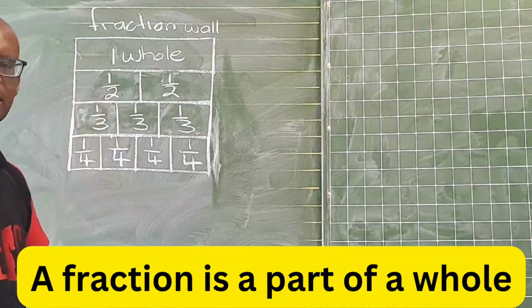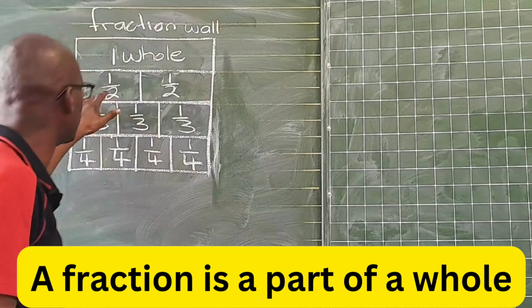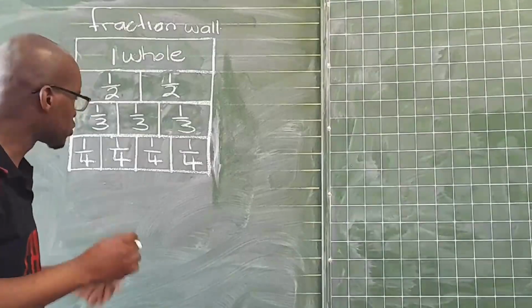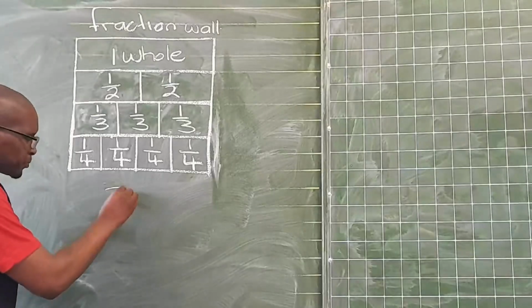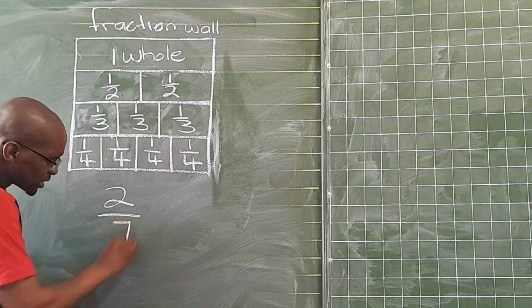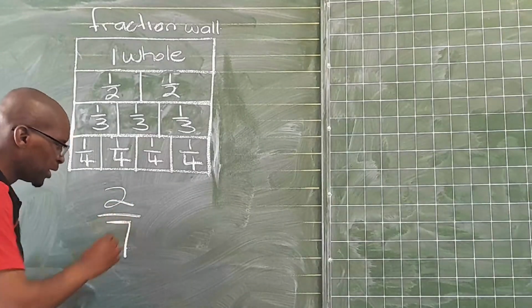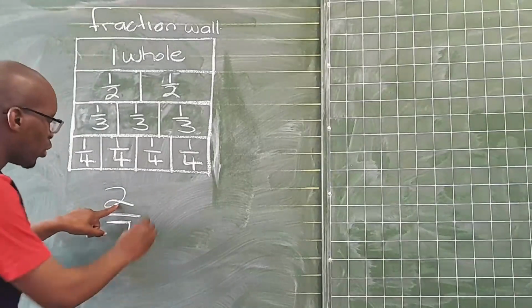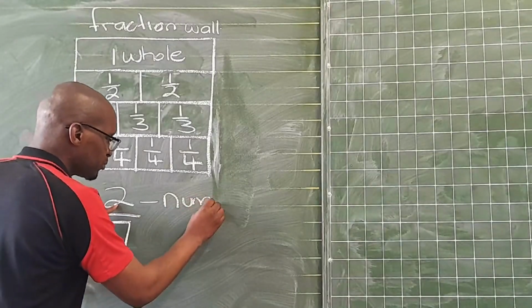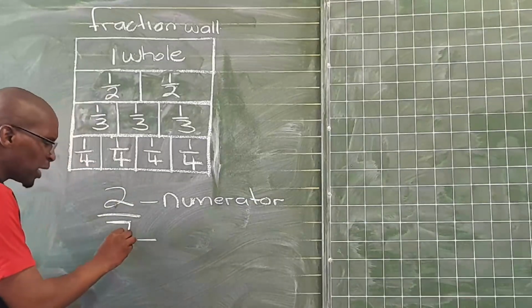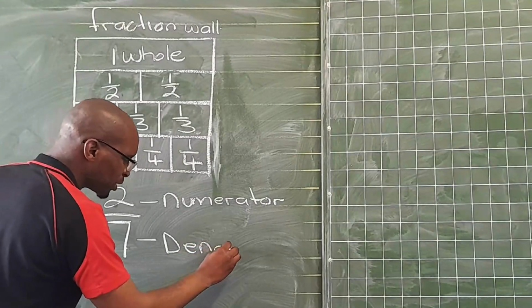So what is the denominator telling me? The denominator is telling me into how many equal parts I cut my cake, or divided my cake. So if we look at, for example, 2/7, a fraction has what we call a numerator and a denominator. The numerator is the number on top, and the denominator is the number on the bottom.